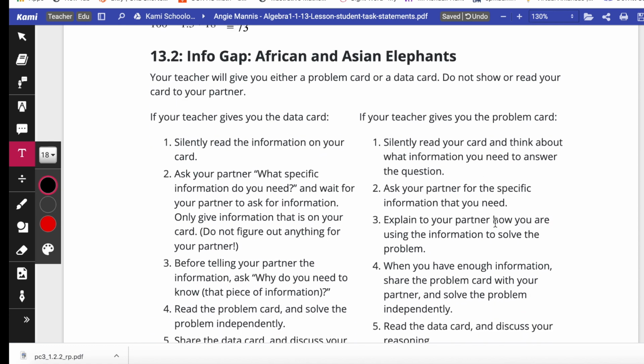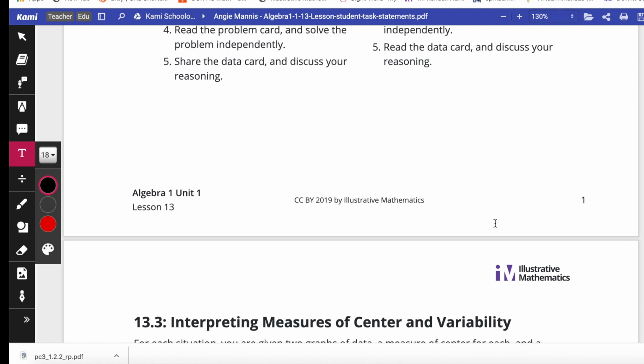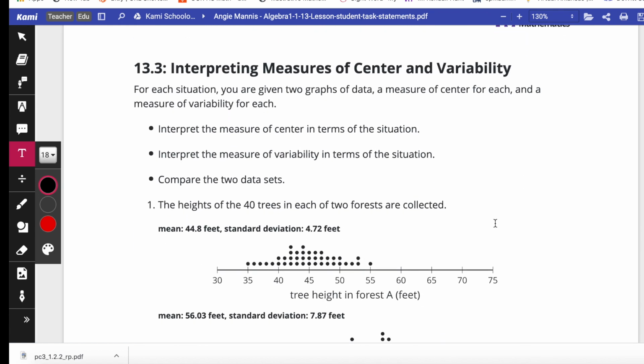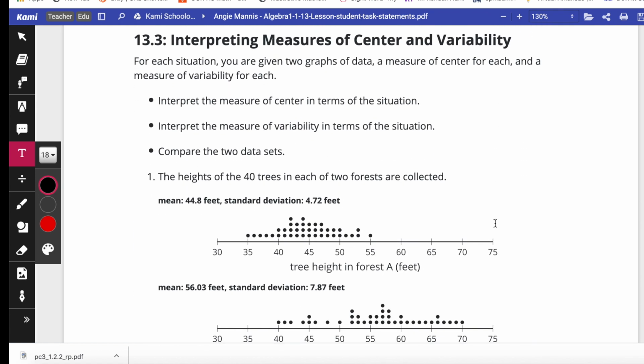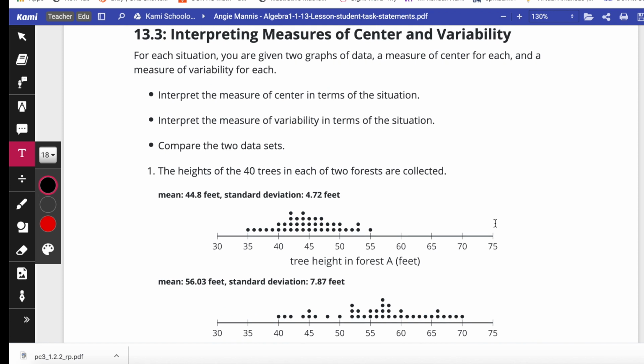All right, so 13.2, we're going to skip this partner activity for now, and we're going to look at 13.3. It's interpreting measures of center and variability. For each situation, you are given 2 graphs of data, a measure of center for each, and a measure of variability for each. So it says interpret the measure of center in terms of the situation.